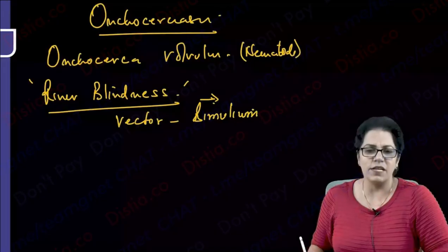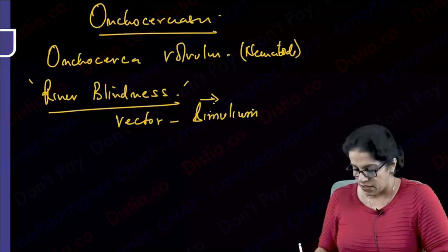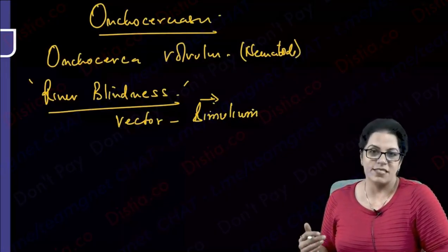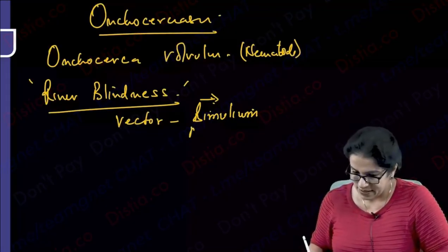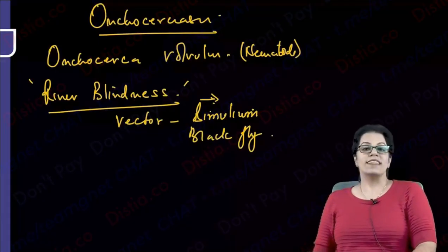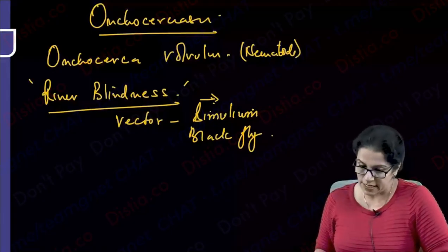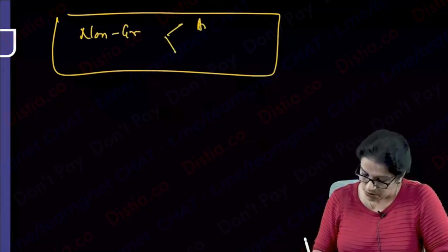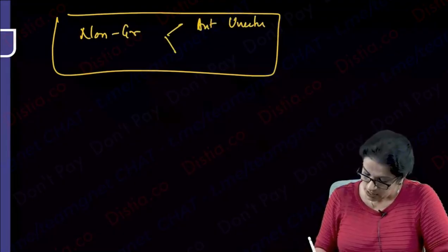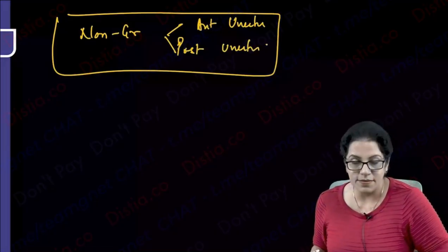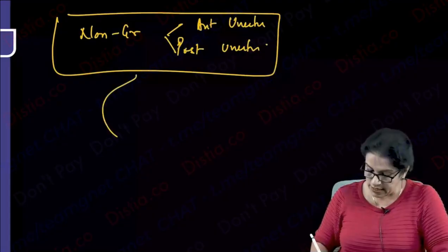This disease is generally not a very common thing in India. Of course, it's a disease of South Africa and not a disease of India. Just keep this in mind. So this is the vector. What is it causing in the eye? Onchocerciasis or river blindness is causing, note in the box all of you, non-granulomatous, either anterior or posterior uveitis. It's non-granulomatous, so you already know what the features are.